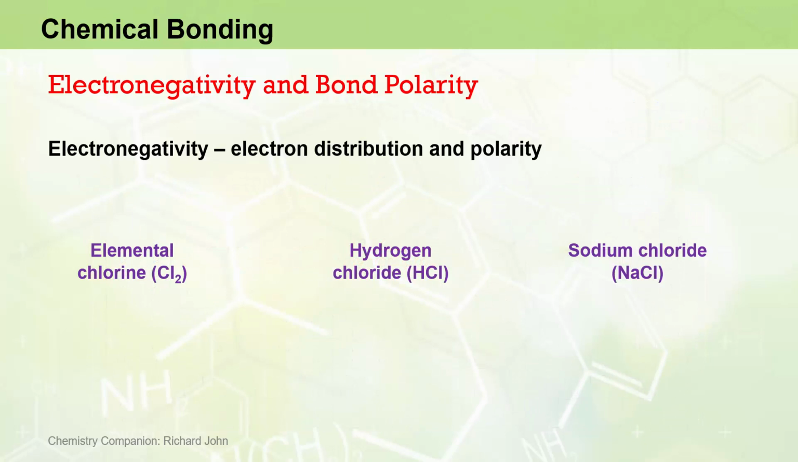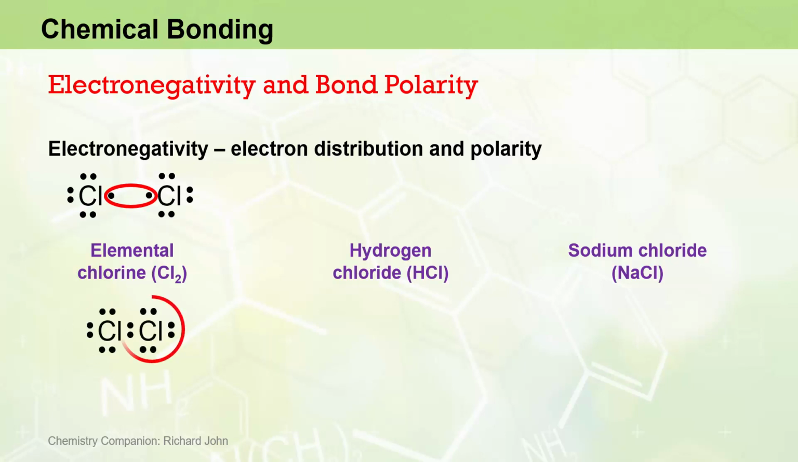For example, let's consider 3 different types of substances. Cl2, which is a molecular element, the molecular compound hydrogen chloride, HCl, and the ionic compound sodium chloride, NaCl. Elemental chlorine is formed from 2 single chlorine atoms, each with 7 valence electrons. When the 2 atoms are brought into close proximity, these 2 electrons are shared across both atoms to form a covalent bond, with the end result that both atoms gain an octet of electrons in their valence shells.